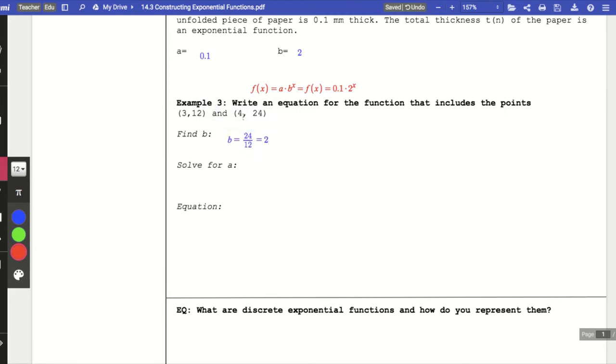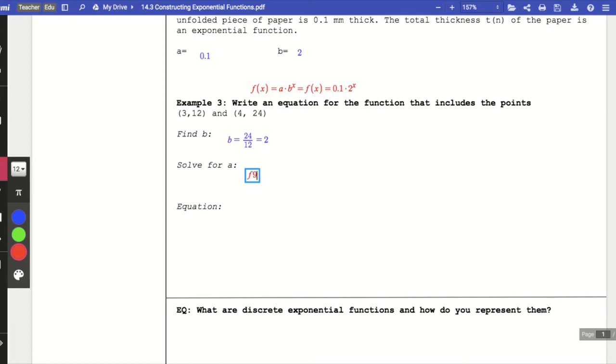That just means that this equation is doubling each time, right? Which makes sense. If I went from 12 to 24 over 1 unit, then my common ratio is going to be 2. I'm multiplying by 2, right? And those are y values. So now I need to solve for a, and solving for a is a little bit trickier. So I'm just going to come back to that original formula.